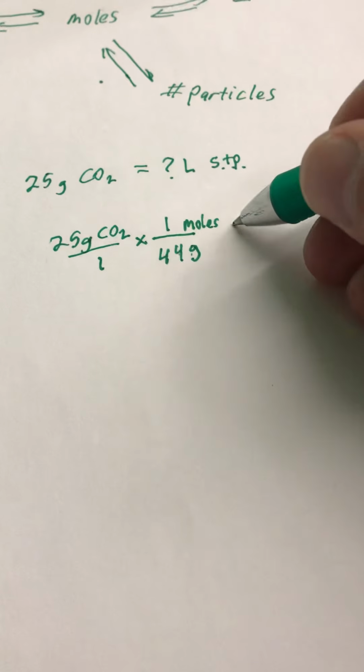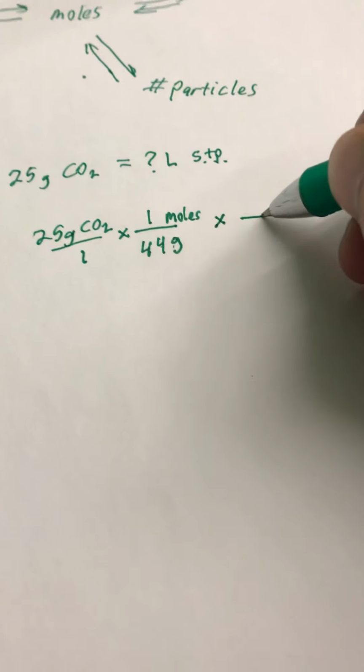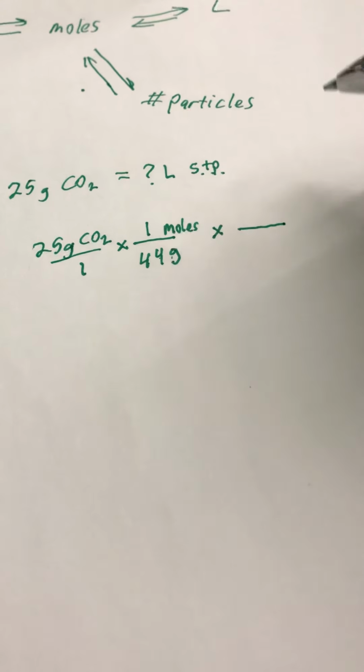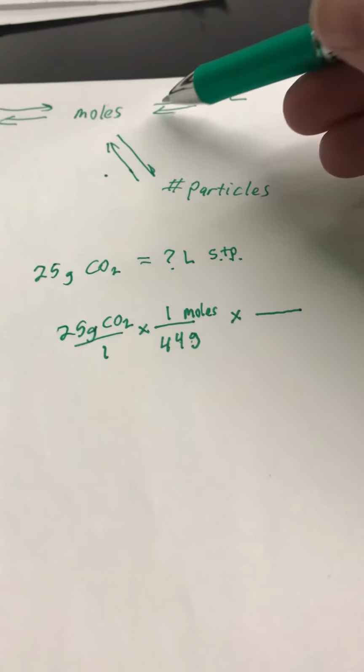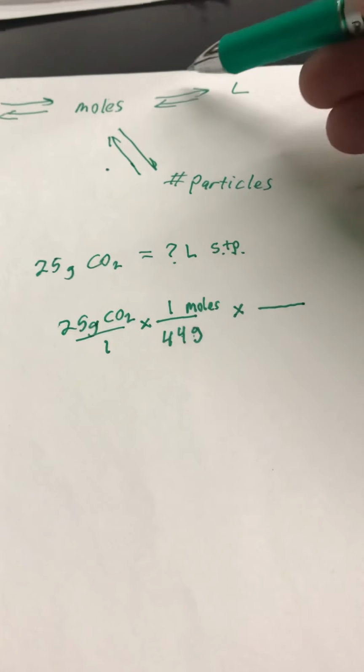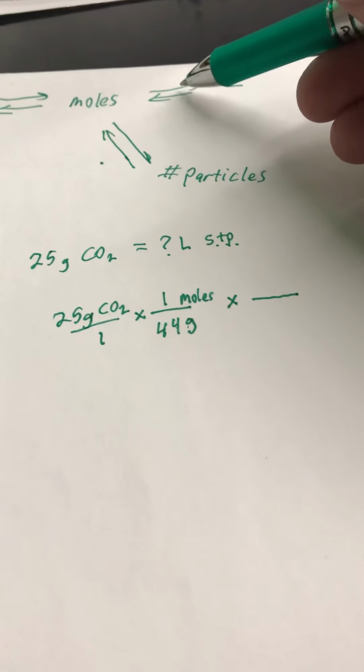If you stop there, you would end up with 25 times 1 over 44 times 1, 25 divided by 44, and your answer would be in moles. But we don't want to stop at moles. We want to go to liters. So I'm going to continue this process, multiply it by another factor. Now we would be going from moles to liters. That conversion is 1 mole per 22.4 liters.